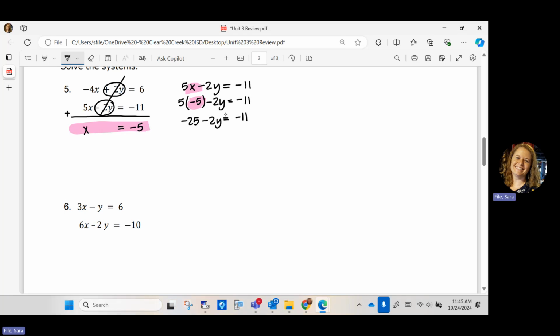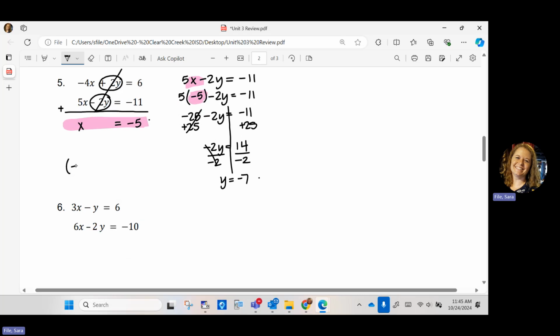And then I'm ready to solve for y. So I'm going to move that 25 over by addition. So I can combine negative 11 and 25 to get 14. And then I'll divide out the negative 2 coefficient. And I get negative 7. So I get an x and a y. So I write it as an ordered pair, x, y. That is the point where those lines would cross if I were to graph them.